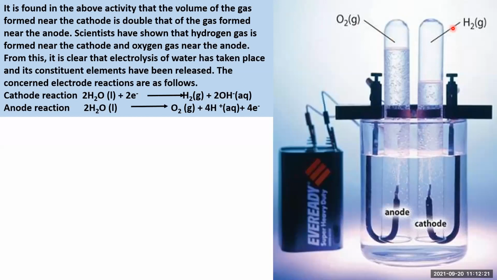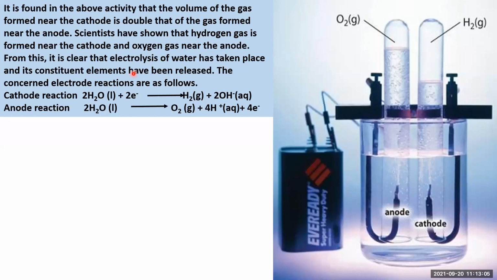Okay. The gas formed near the cathode is double that of the gas formed near the anode. Scientists have shown that hydrogen gas is formed near the cathode and oxygen gas near the anode. Now, scientists have a well-known test to identify which one is oxygen and which one is hydrogen. They showed that hydrogen is formed at the cathode and oxygen is formed at the anode. From this, it is clear that electrolysis of water has taken place and its constituent elements have been released.